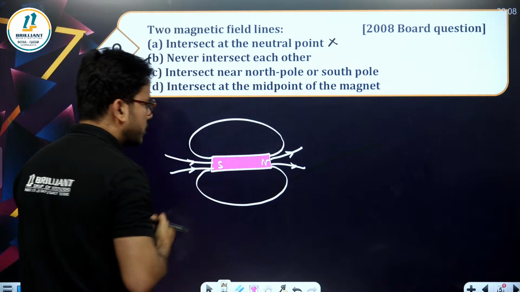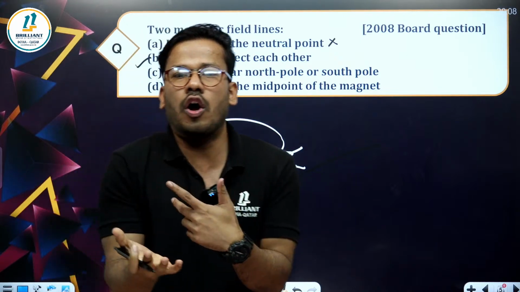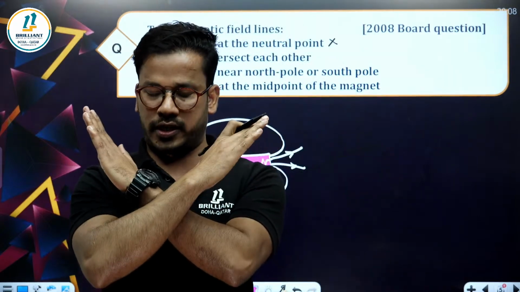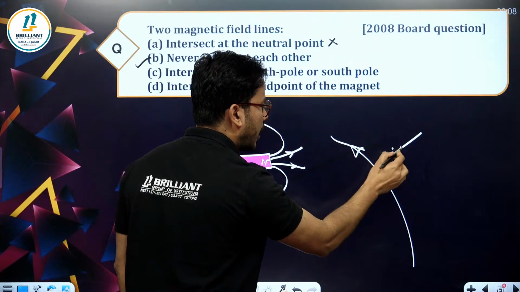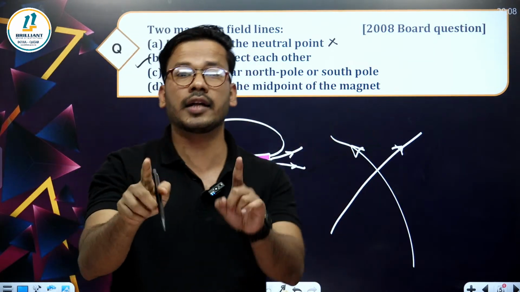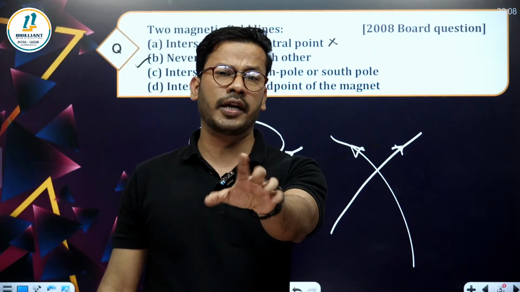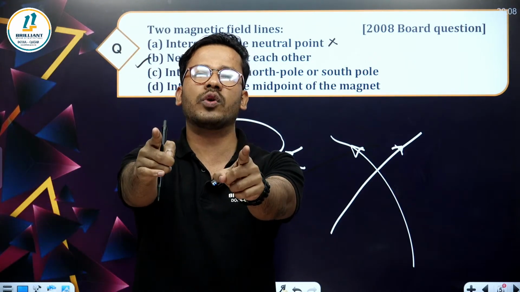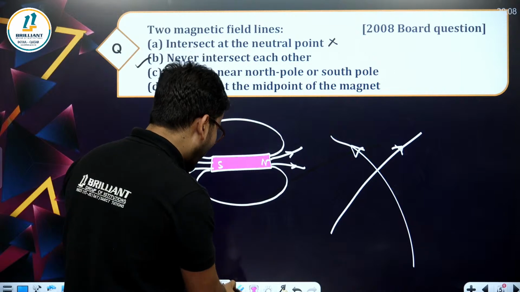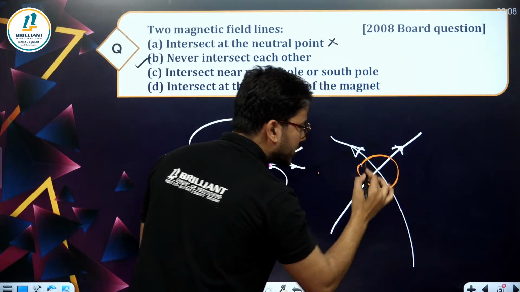And there will be so many lines we can draw, right? And if we draw lots of lines, we know that no two field lines are going to intersect with each other. This is what intersecting I am talking about. So no two field lines will cross each other like that. If they do so, everybody, at the point of intersection, the compass will show two directions at once, which is not possible.